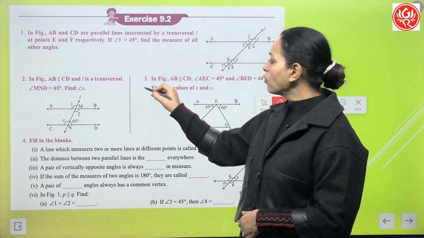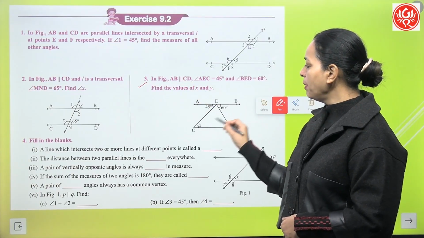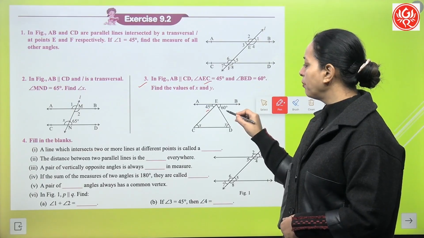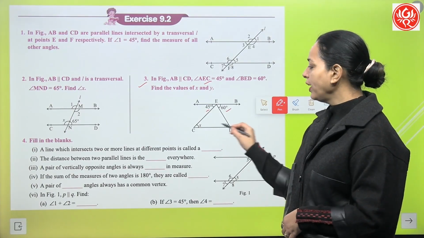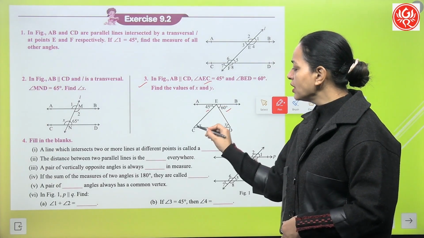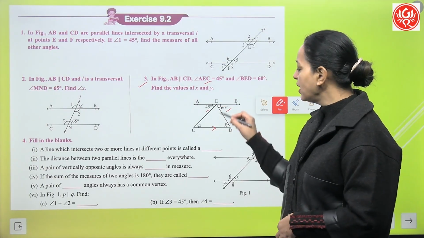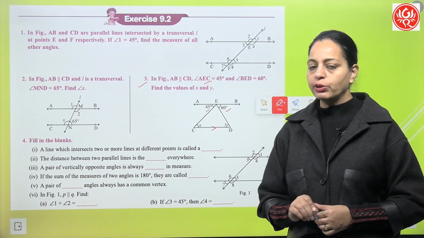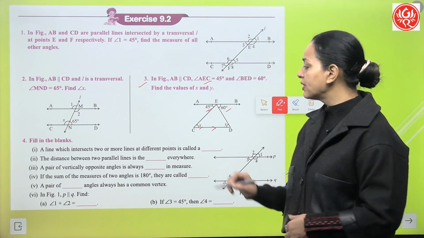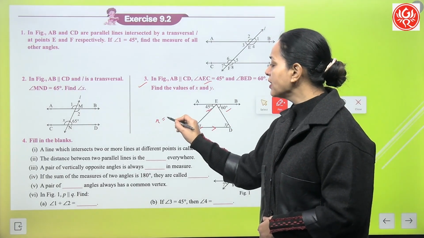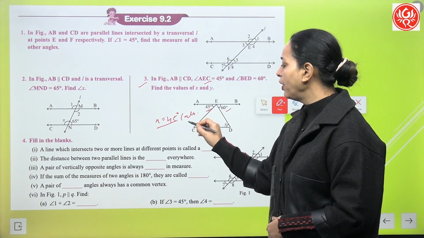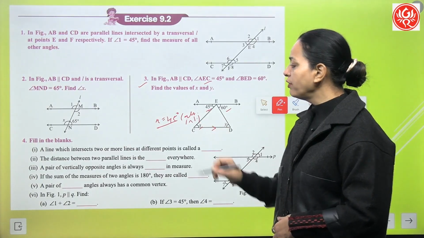Simple question. Now come to the third question. In the figure, AB is parallel to CD, angle AEC is 45 degrees and angle BED is 60 degrees. Find x and y. You can see these two lines are parallel, so EC is a transversal and ED is also a transversal. So x and 45, which type of angles are these? These are alternate interior angles. So the x value is 45 degrees.